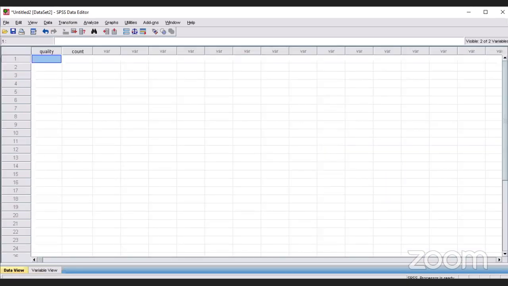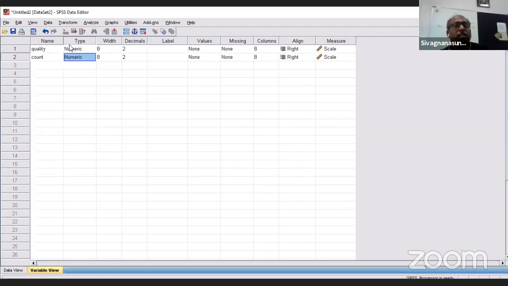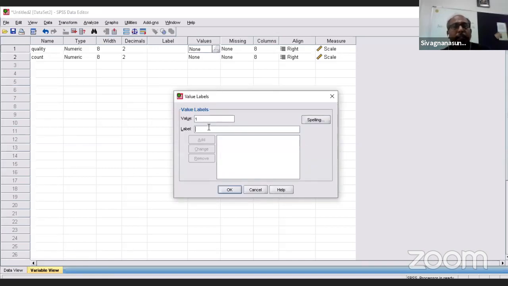So I'm saying the first variable is quality, second variable is count. I'm giving the values. We said 1 as excellent, 2 as good, 3 as unacceptable.